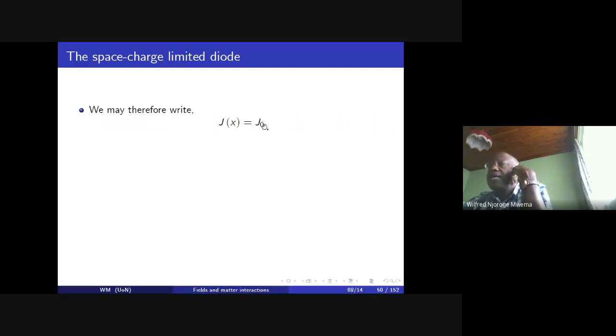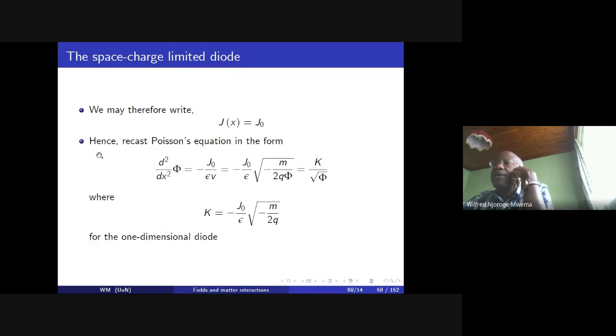So we can write that J of x, that is J at any position x, is just going to be equal to a constant value J naught. Hence, when we recast Poisson's equation in the form d2/dx squared of phi equals minus J naught over epsilon naught times the root of m by minus 2q phi, we can take this as a constant k divided by the square root of phi, where k is of course given by that equation for the one-dimensional diode.